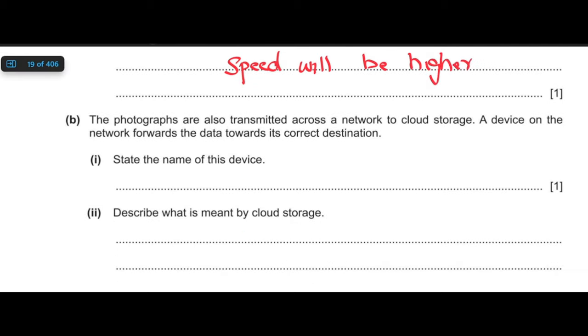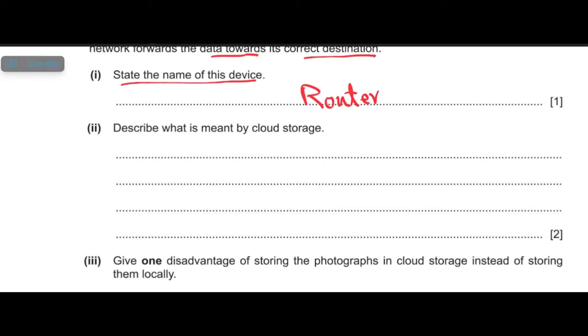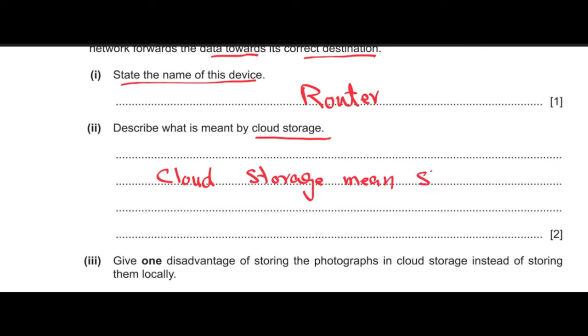Part B. The photographs are transmitted across the network to cloud storage. A device on the network forwards that data towards the correct destination. State the name of the device, that is the router. Describe what is meant by cloud storage. Cloud storage means storing data in a remote location.